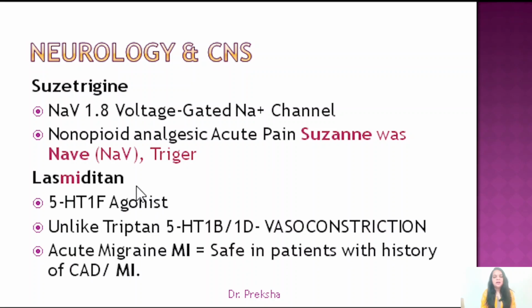Then lesmeditan. This is a 5-HT1F agonist. Unlike the triptans, which act on 5-HT1B/1D and cause vasoconstriction, so you cannot use triptans in patients who have myocardial infarction or coronary artery disease, lesmeditan is safe to use in patients with a history of coronary artery disease and myocardial infarction. Lesmeditan is used for migraine. So MI stands for migraine in patients having MI or coronary artery disease. Lesmeditan is safe to use in this type of patient.